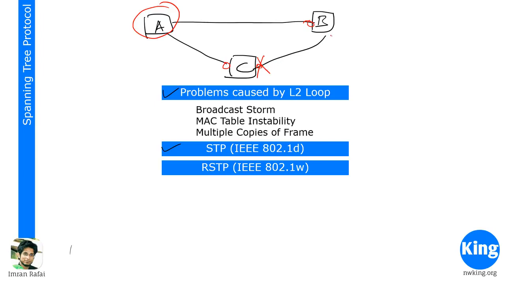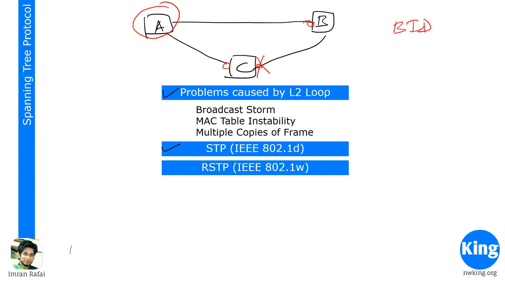Physically they would still be connected. That means B can still send traffic to C. It's just that the port in C, it will not process. So switch C will not process traffic received from switch B, right? But physically they're still working. So how does it work? It works using something called as BID.